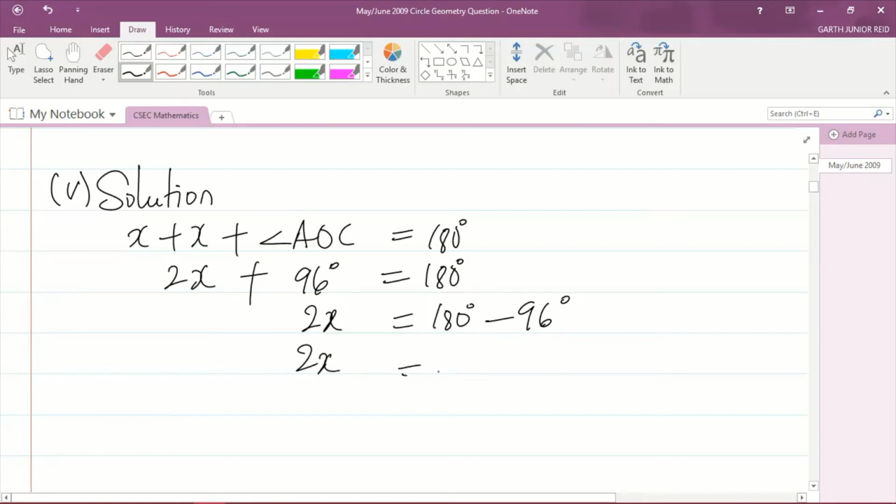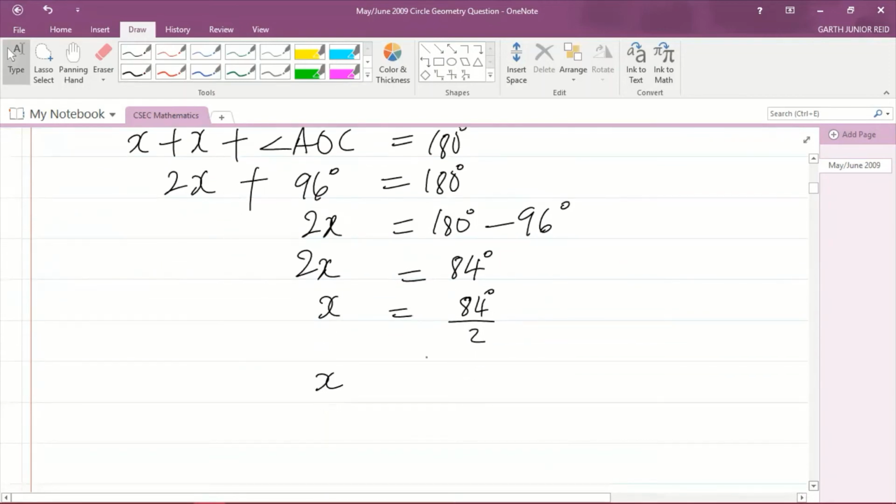So I can now say that 2x equals 180 degrees minus 96 degrees, which is 84 degrees. And now I have 2 times x is equal to 84 degrees. So in order to get rid of this 2 to find x, I will have to divide both sides of this equation by 2. On the left-hand side, I will have x remaining, and on the right-hand side, I will have 84 degrees divided by 2. So when I divide 84 degrees by 2, I will have x being equal to 42 degrees as my solution.